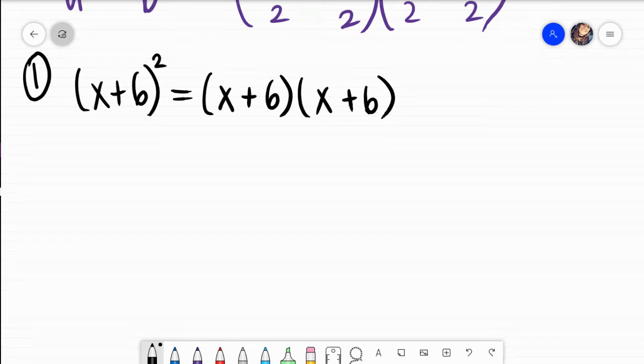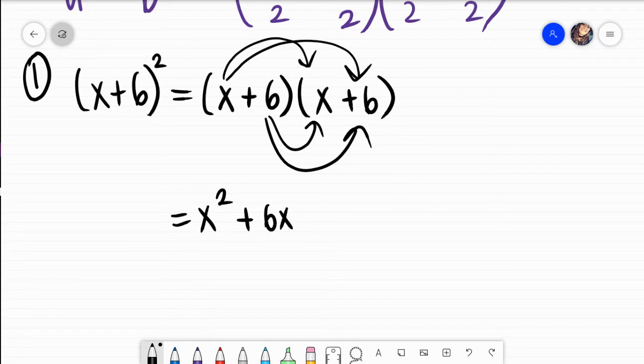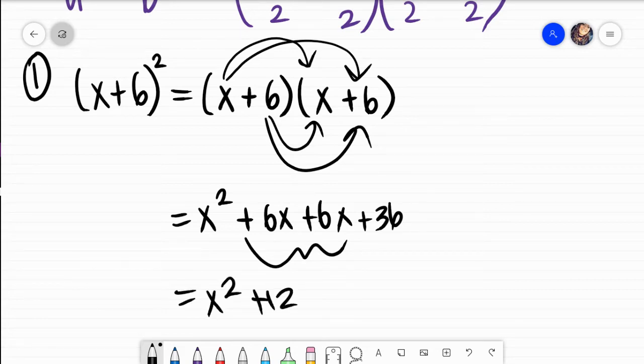And then we've seen this before, y'all. I've got 2 binomials multiplying each other, right? So what do we do? FOIL: first, outer, inner, last, also known as multiply everything on the left-hand side to everything on the right-hand side. What do I get? x squared plus 6x plus 6x plus 36. These are like terms. x squared plus 12x plus 36.